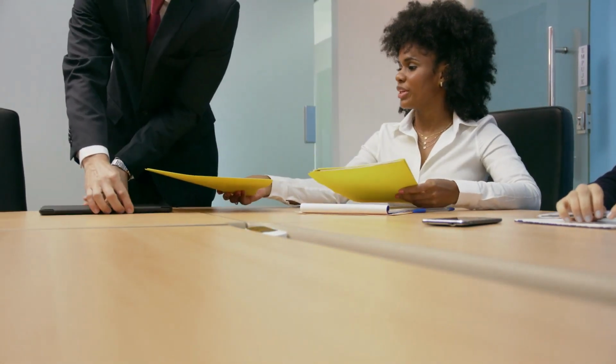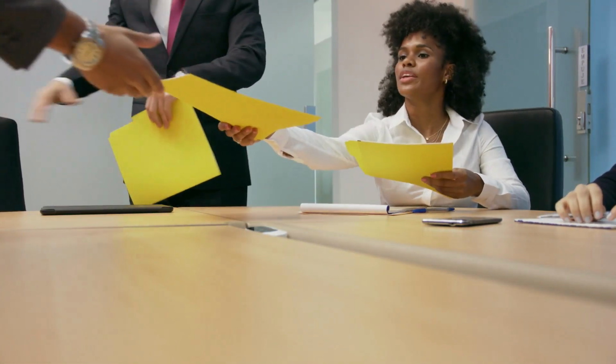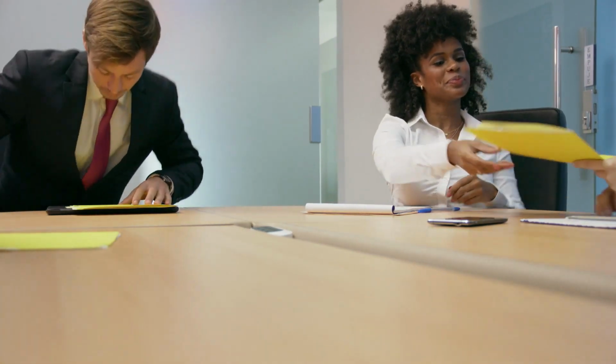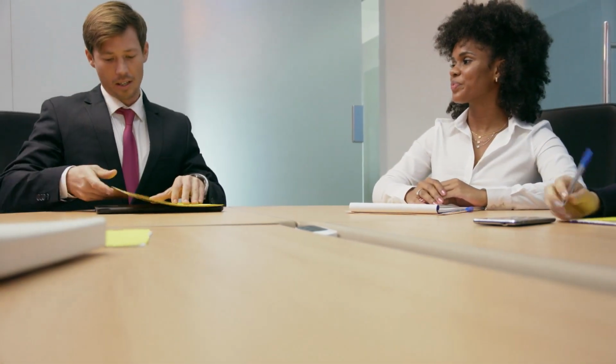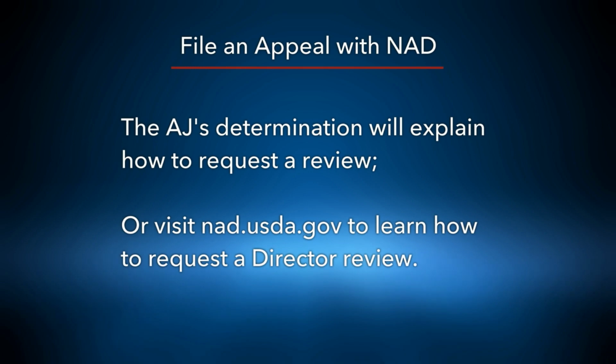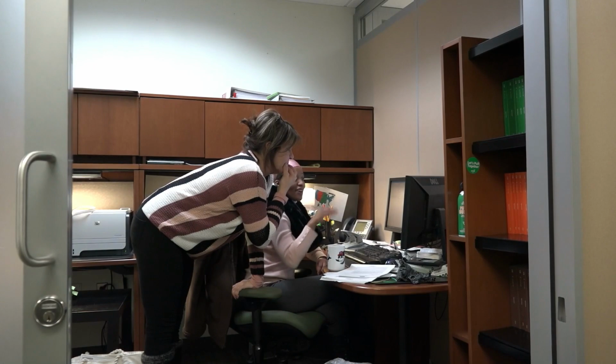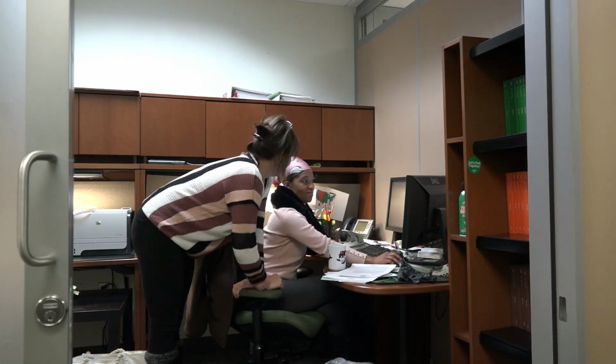Finally, if either party disagrees with the administrative judge's decision, such party may request a review by the NAD director. The administrative judge's determination will explain how to request a review, or you can visit our website for information about how to request a director review. We hope this information has provided a helpful overview.